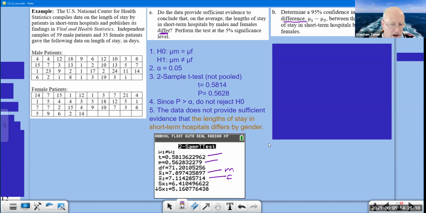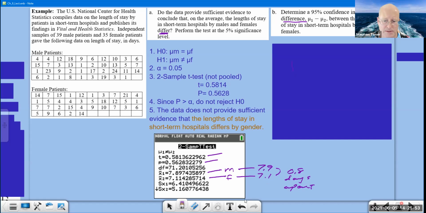Now, just off the top of our head, if I was looking at this and I said, okay, men, I'm rounding, it were 7.9 and women stayed 7.1 days, aren't those about 0.8 days apart roughly? Okay, that's just a rule of thumb, a little bit of a sense of what we're getting. Now, we said do not reject. We did not have enough evidence to suggest that this 0.8 days difference was going to be all that meaningful or that significant. So let's take a look at what happens on our calculator.